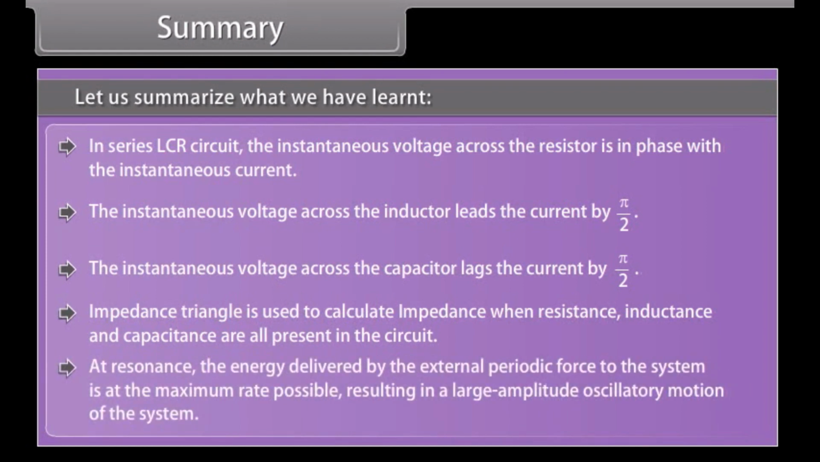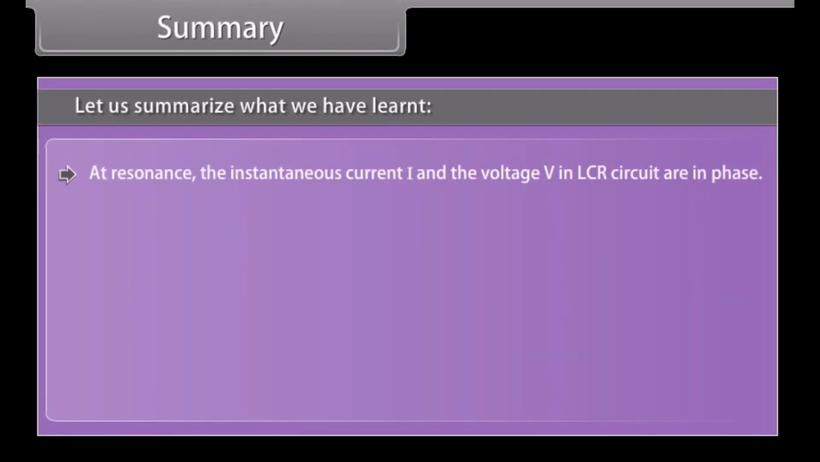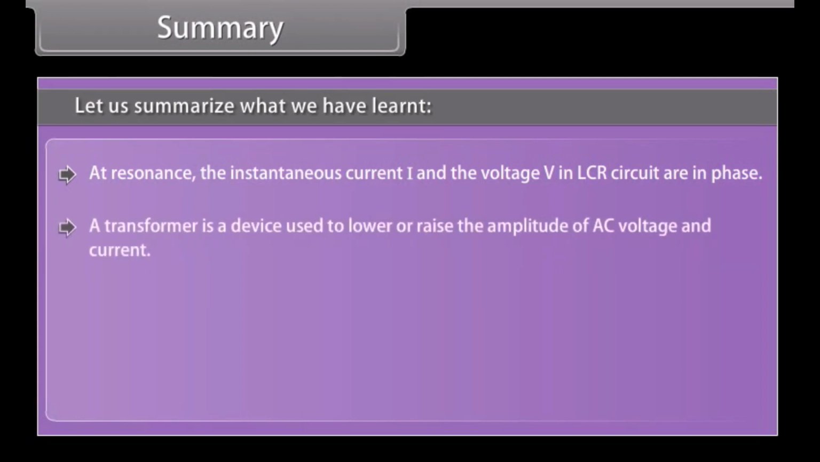At resonance, the energy delivered by the external periodic force to the system is at the maximum rate possible, resulting in a large amplitude oscillatory motion of the system. At resonance, the instantaneous current I and the voltage V in the LCR circuit are in phase. A transformer is a device used to lower or raise the amplitude of AC voltage and current.